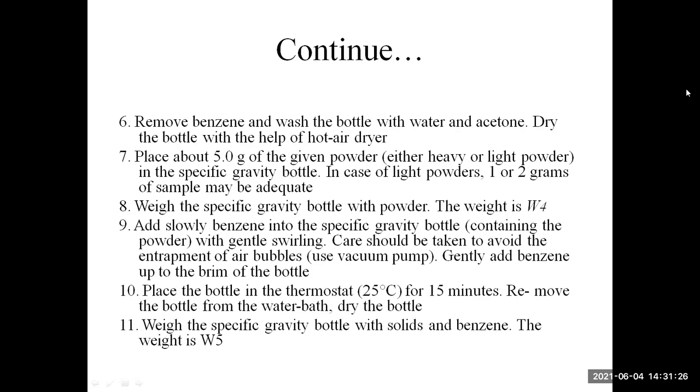Add slowly benzene into the specific gravity bottle containing powder with gentle swirling. Care should be taken to avoid the entrapment of air bubbles. Use vacuum pump. Gently add benzene up to the brim of the bottle. Place the bottle in the thermostat having temperature 25 degrees Celsius for 15 minutes. Remove the bottle from the water bath. Dry the bottle. Weigh the specific gravity bottle with solids and benzene. The weight is W5.